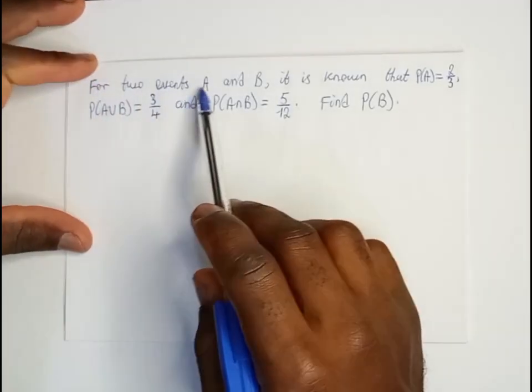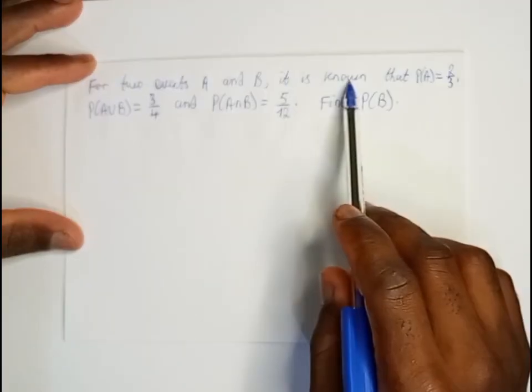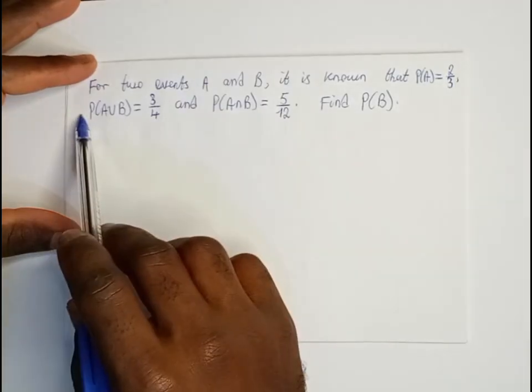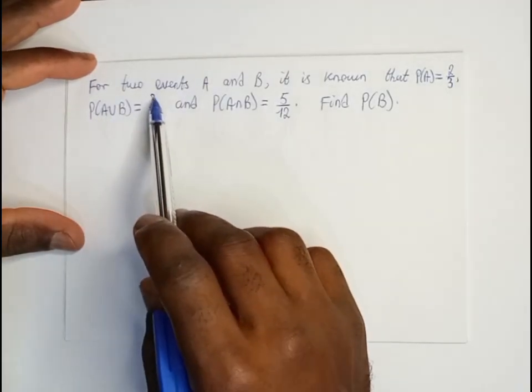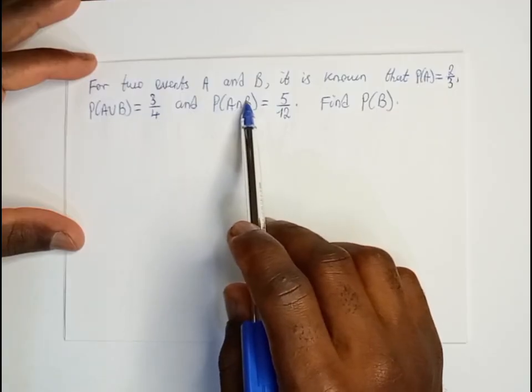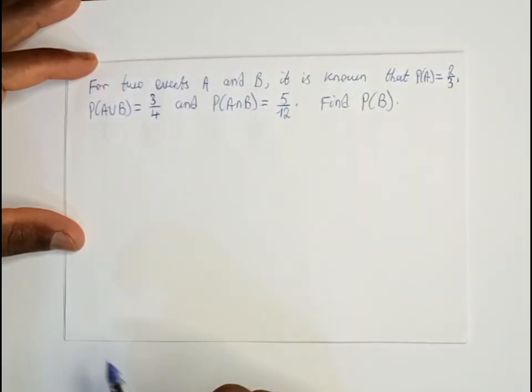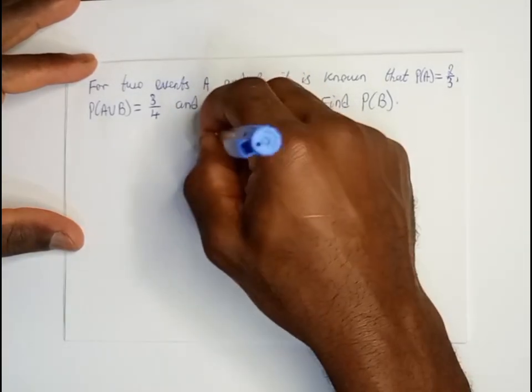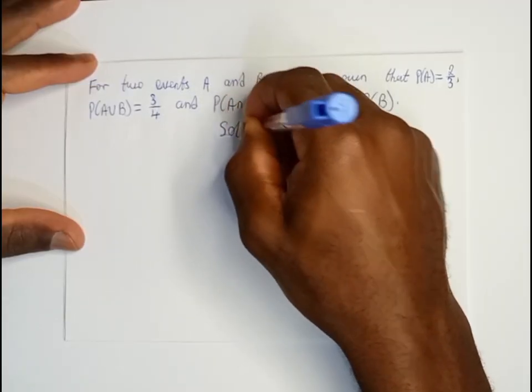For two events A and B, it is known that P of A is equal to 2/3, P of A union B is equal to 3/4, and P of A intersection B is equal to 5/12. Find P of B. Take solution.